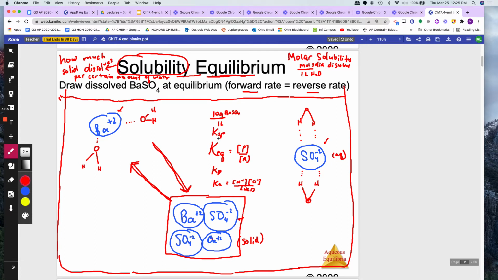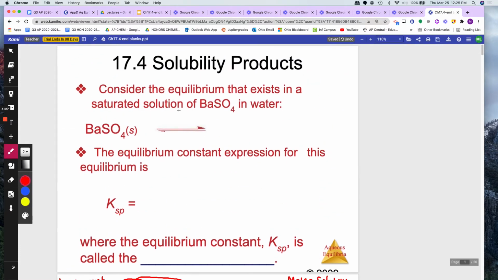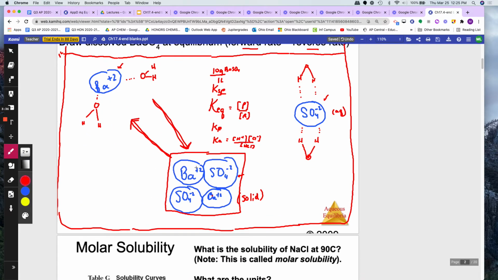S stands for solubility, which is this word solubility, product. And this number tells you how much of the solid is dissolved, or the solubility of that solid. And this is how it goes. Okay, the solubility, you know what that means, product. Let me show you why it's called solubility product. Let's consider barium sulfate as we saw here in this drawing.